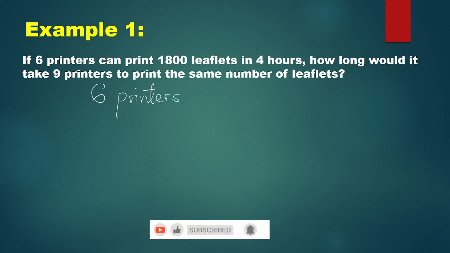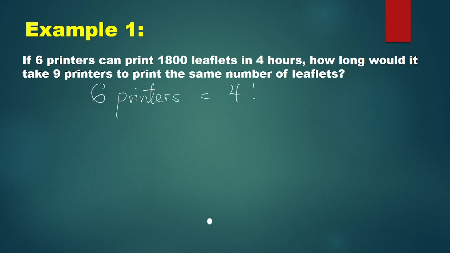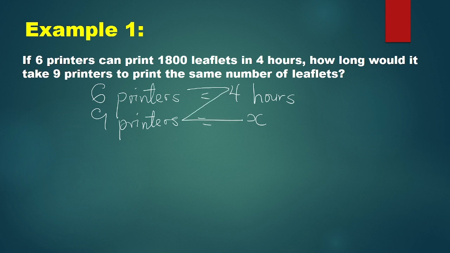So 6 printers equal to 4 hours. Then 9 printers will definitely spend less time, but I don't know the amount of time yet, so I'll replace that with an unknown x. And I said, when it comes to inverse proportion, we use the Z method. And what does the Z method mean? Just take your unknown x and multiply 6 by 4, then divide by 9. That's how the Z method works. You multiply, then you divide.